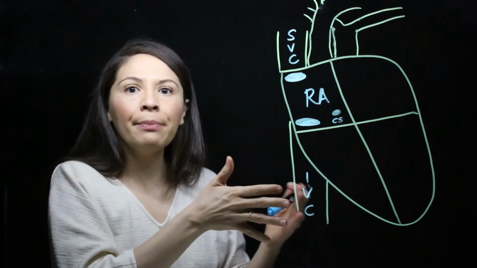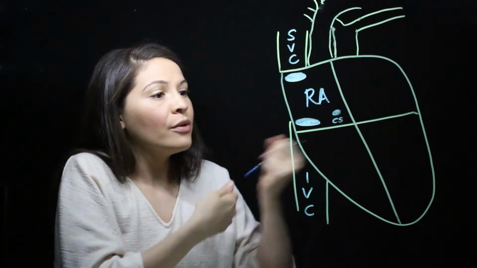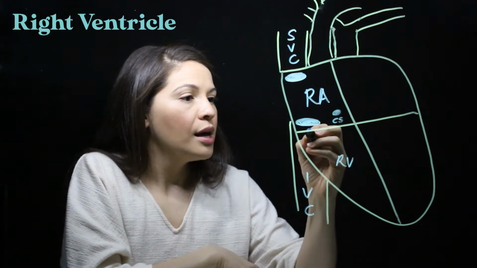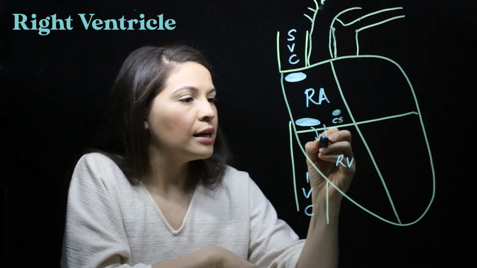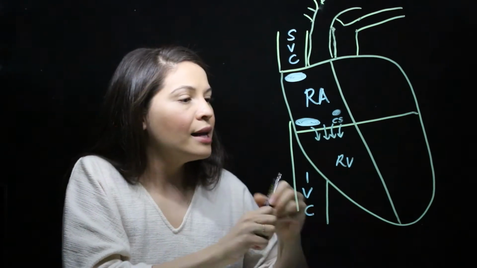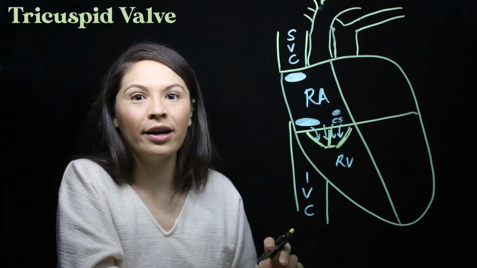Okay, so now what happens to the blood that has drained into the right atrium? So it's going to drain down into the right ventricle, which is here. And so that blood drains down here and it goes through a valve. And this valve is called the tricuspid valve.